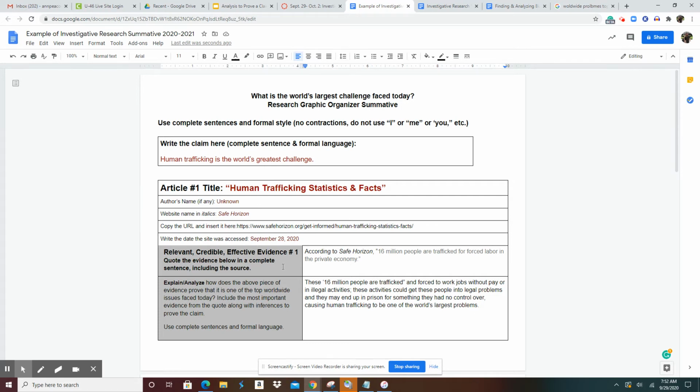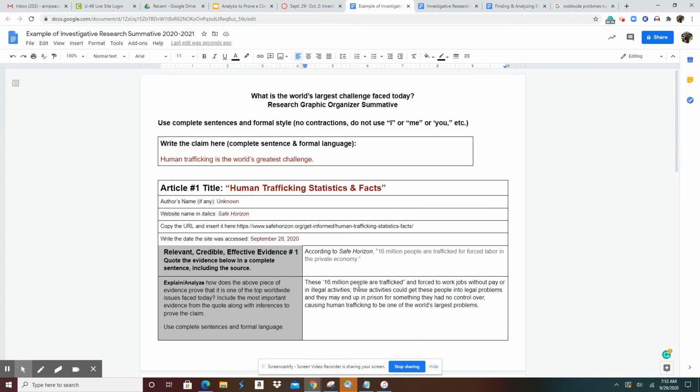So you have evidence 1 and analysis. You have a quote and the analysis. Quote, analysis. You have words from the text, and then you have inferences. So in this, I said that from the evidence, there are 16 million people trafficked for forced labor. These 16 million are forced to do jobs without pay. This is my inference: these activities are probably illegal, and they will get into legal problems, maybe end up in prison or worse. That is my inference based on all those people.